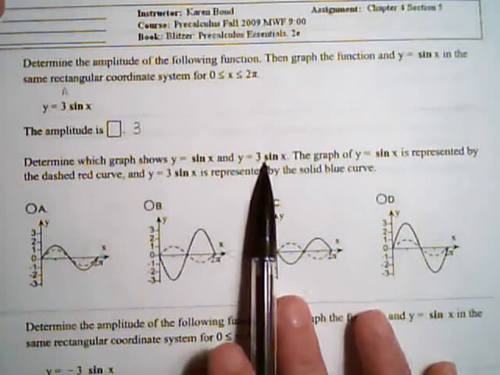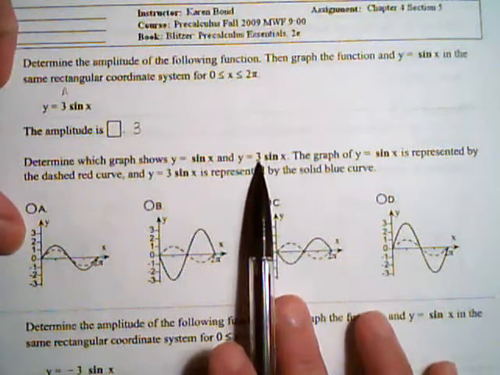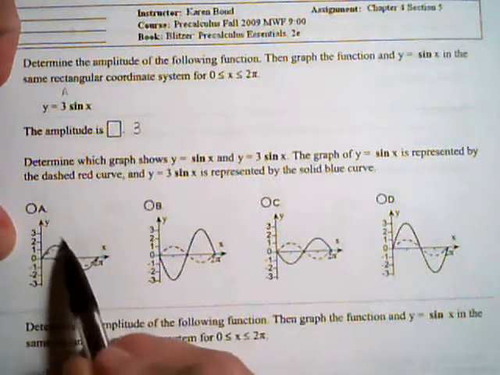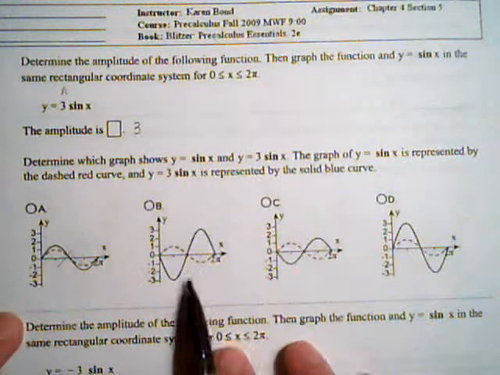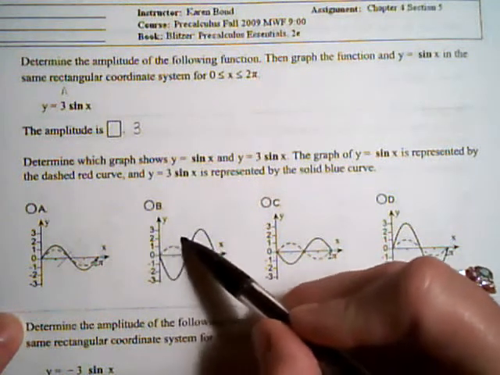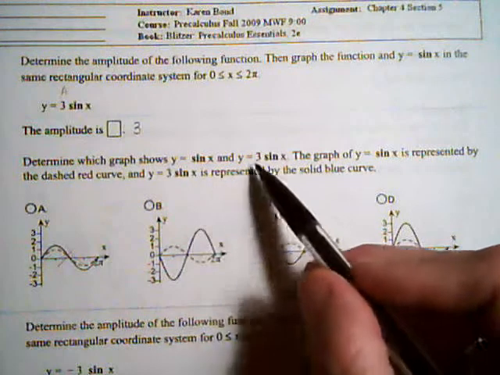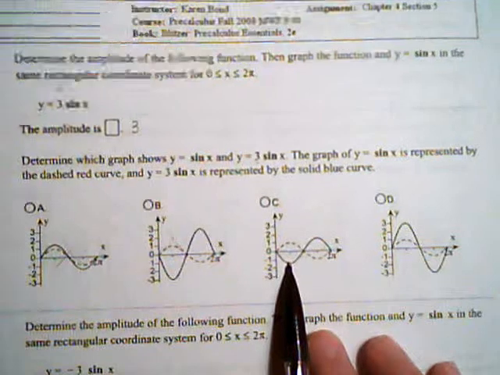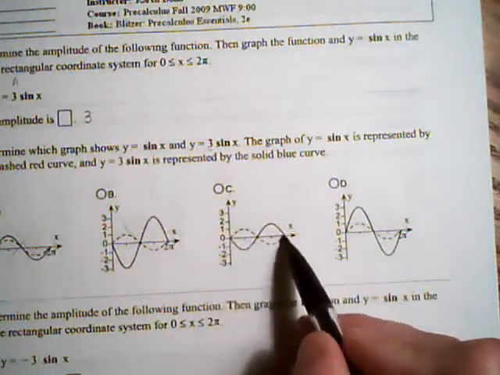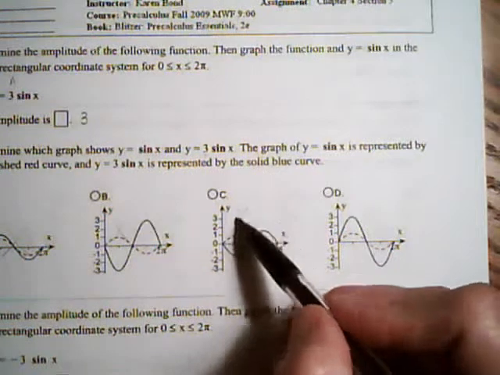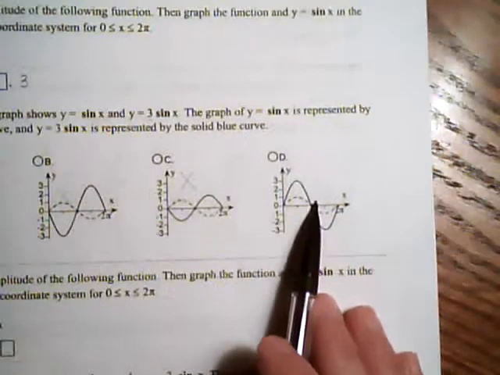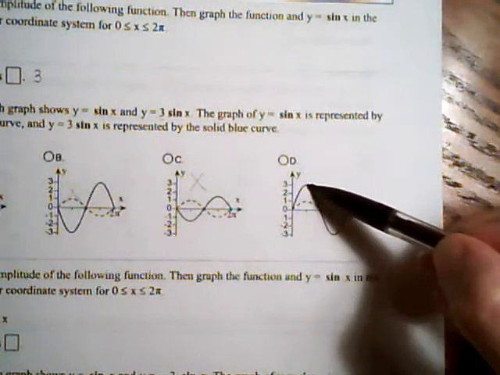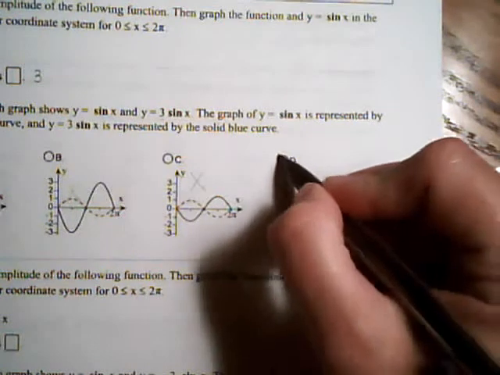So where is y equals 3 sine of x? Again, my height or my amplitude is going to be 3, so that can eliminate a. I know that sine should be increasing first and then decreasing. Because this is not a reflection, I can eliminate b. I can eliminate c for the same reason, it doesn't have the right amplitude, and it's not a reflection, so it must be d. So I have the sine wave with an amplitude of 3 and a period of 2 pi, so the answer is D.